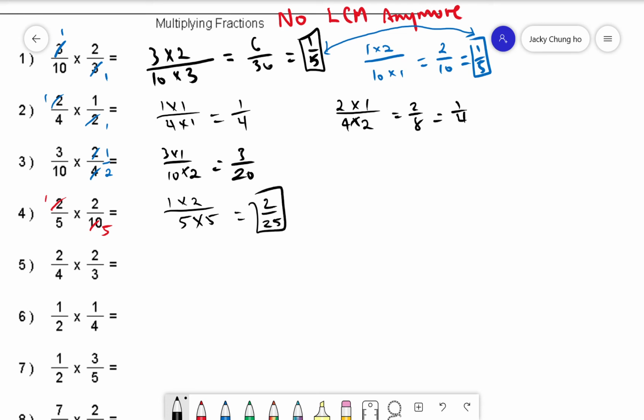Number 5, 2 over 4 times 2 over 3. Let's say we don't reduce anything in number 5, we will have 2 times 2 is 4, over 4 times 3 is 12. If I reduce it, that will be 1 over 3.